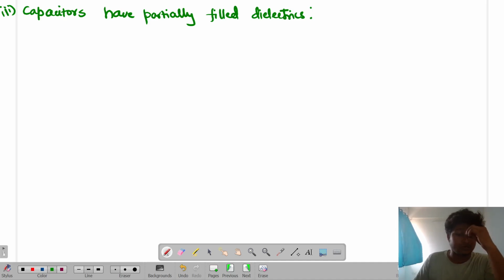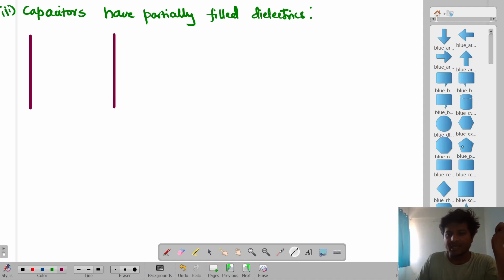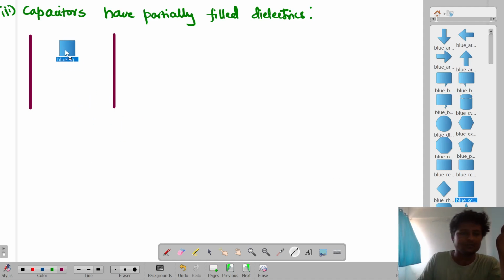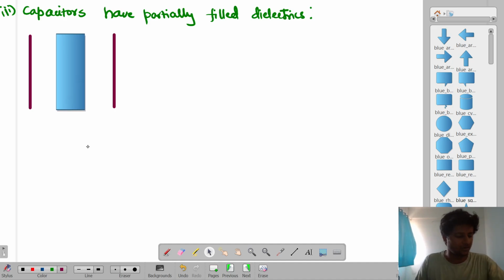So look over here. Let's suppose I have some kind of a capacitor of thickness or distance d, got it or not? And in this, I placed a dielectric, but not that much thick. It's just present somewhere in between the plates. Are you able to get me or not?